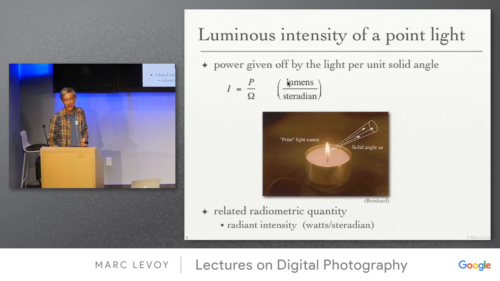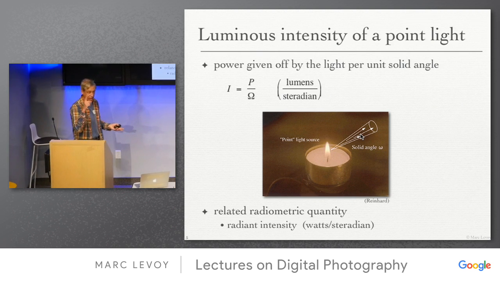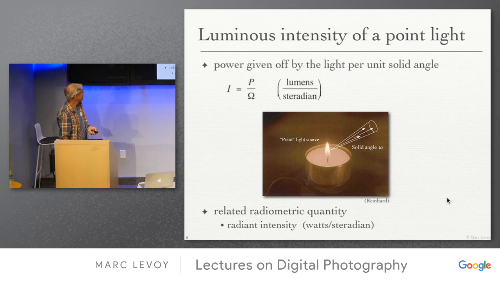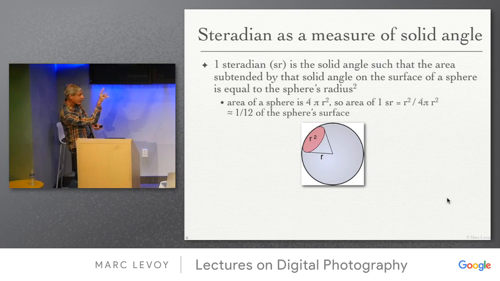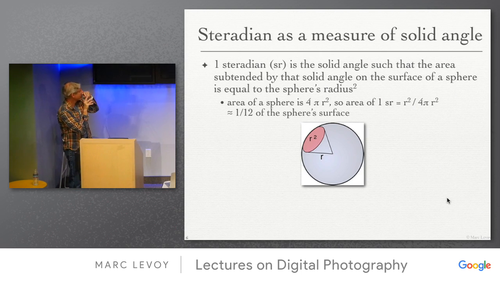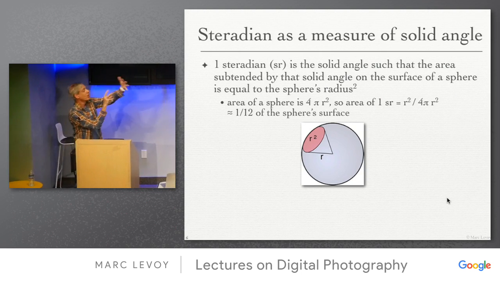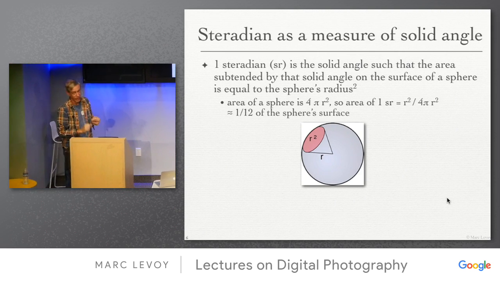So what the heck is a steradian? A steradian is a measure of solid angle, just as a radian is a measure of ordinary angle. The definition is: 1 steradian is the solid angle such that the area on the surface of a sphere subtended by that solid angle is equal to the sphere's radius squared.